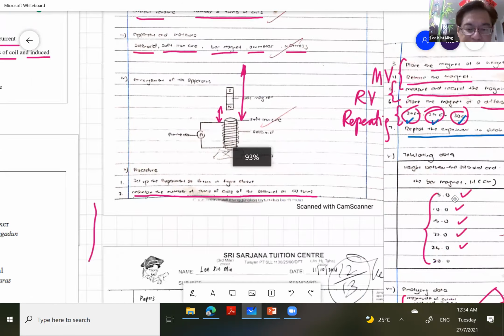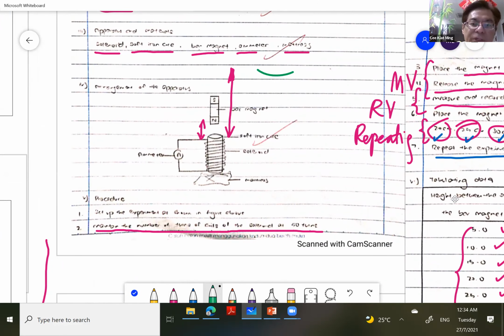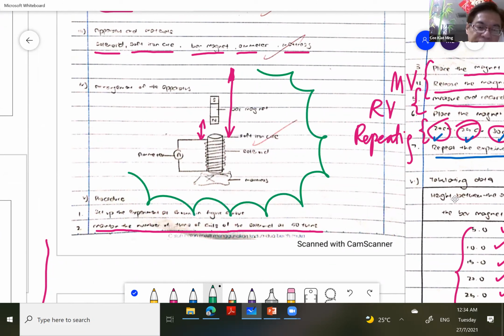Every time you are given a dynamo, this is your drawing. You are going to use a magnet to fall down into a coil or solenoid. Understand? Alright, now we compare with the motor.